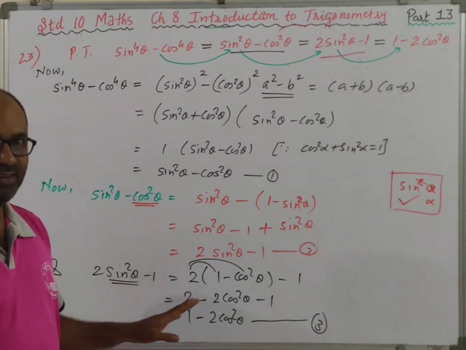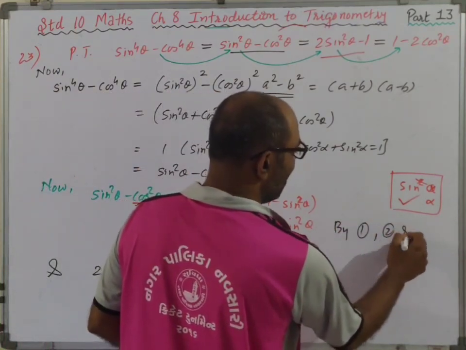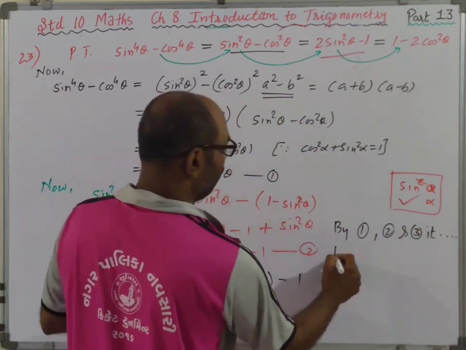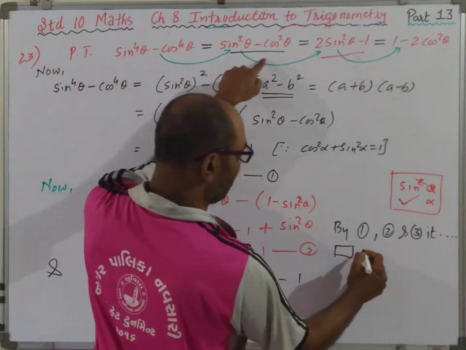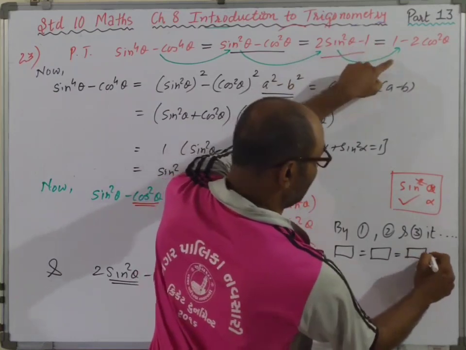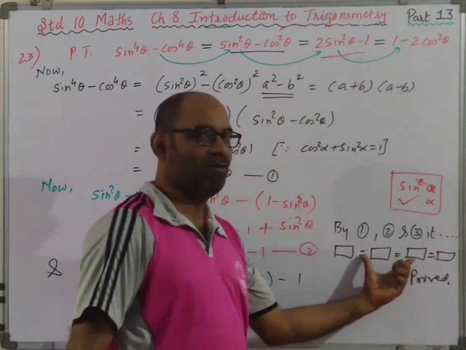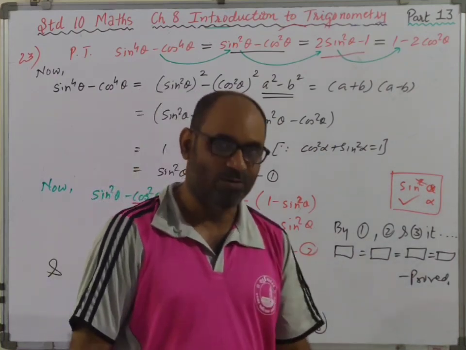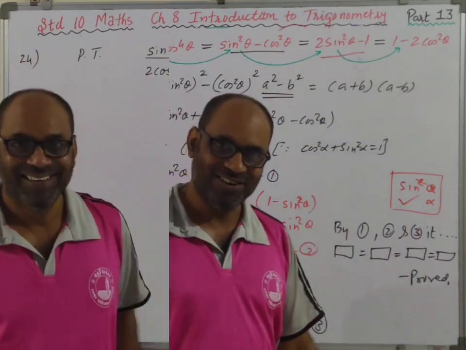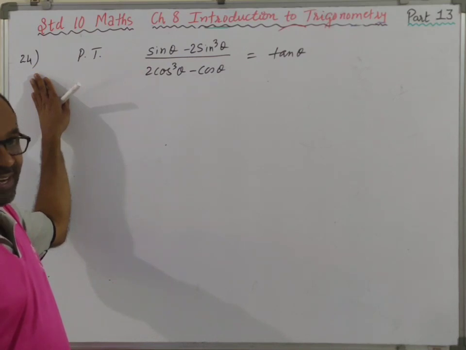Now I'm not going to write it all out, I'll write in brief. By 1, 2 and 3, it follows that the first expression is equal to the second expression is equal to the third expression is equal to the fourth expression. Proved. You are not allowed to write these boxes like how I have done for you. You have to write all those expressions. Got it, children? Okay then, the 24th one, the next one.